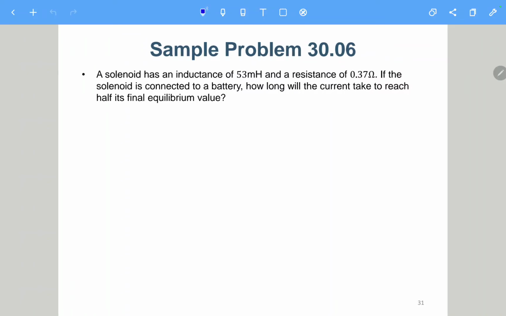But at the very beginning, we can just simply calculate the tau L first. So we have tau L equals L over R, which is 53 times 10 to minus 3, and then over 0.37, which is 143.2 millisecond.